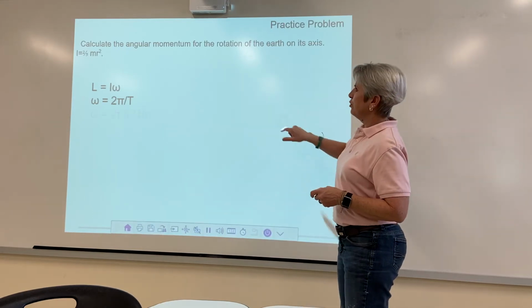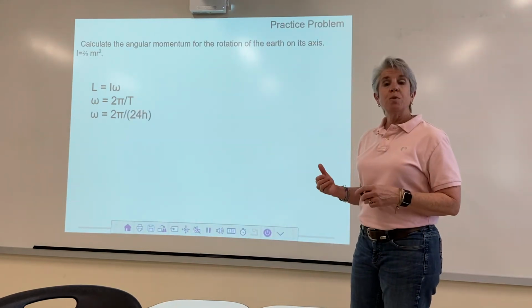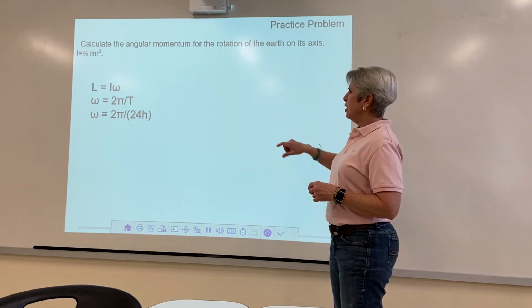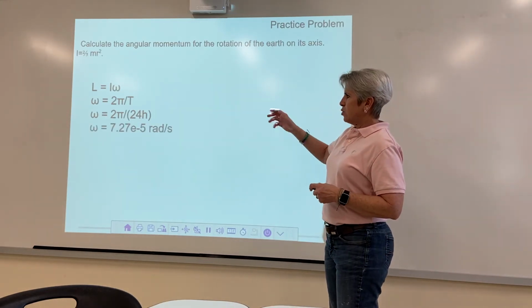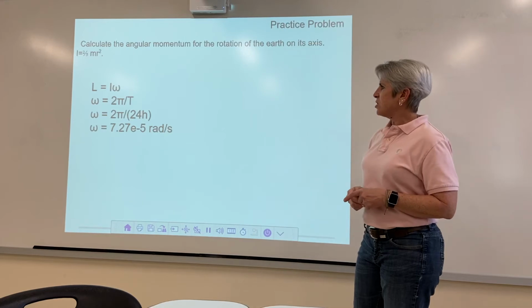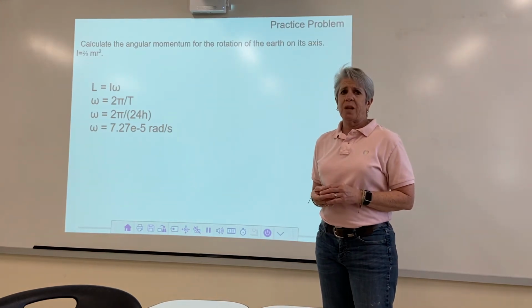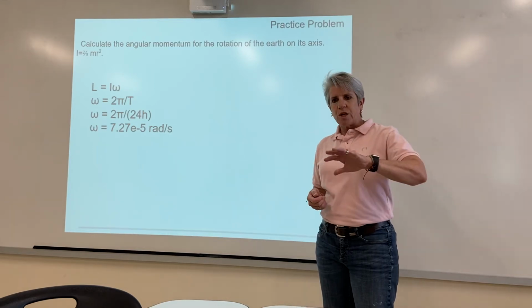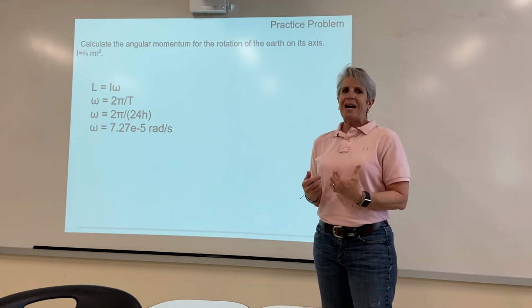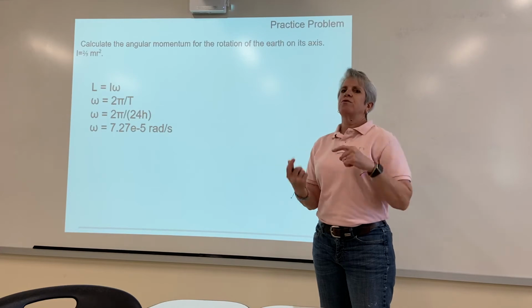Now we're talking about the Earth going around its own axis, so this will be 2 pi divided by 24 hours. So 2 pi divided by 24 hours converted to seconds gives us an omega of 7.27 times 10 to the negative 5th radians per second. This is a really small rotational velocity. That's good. You and I couldn't handle a really fast rotational velocity.